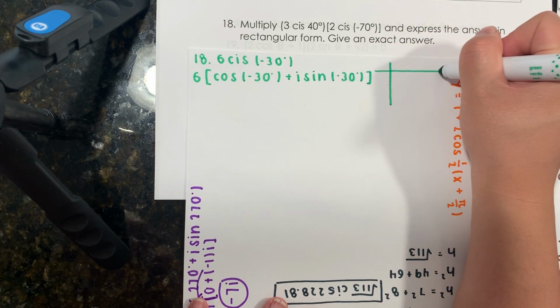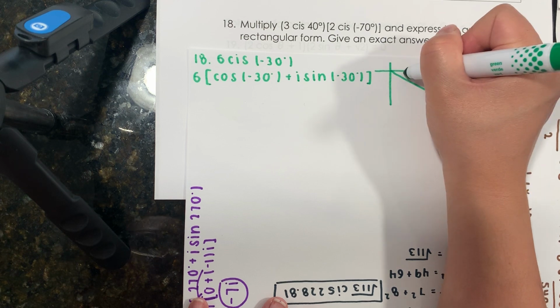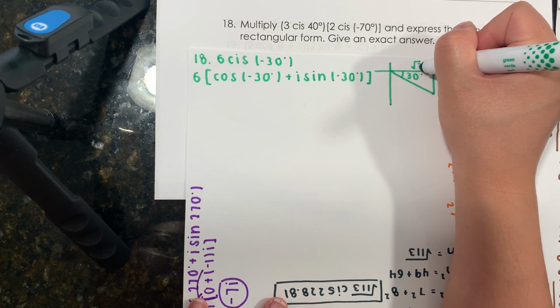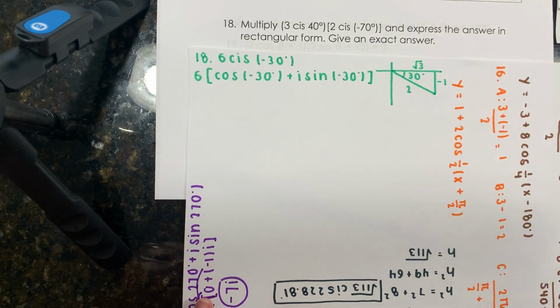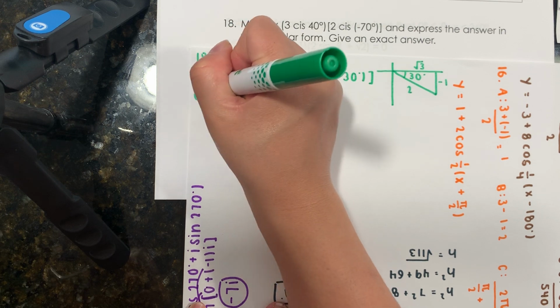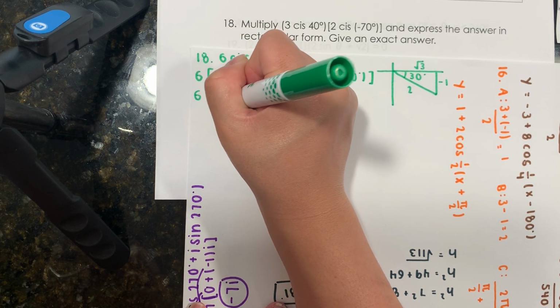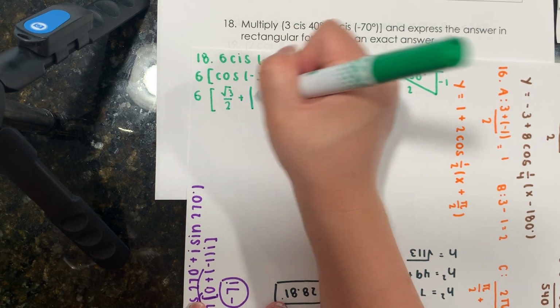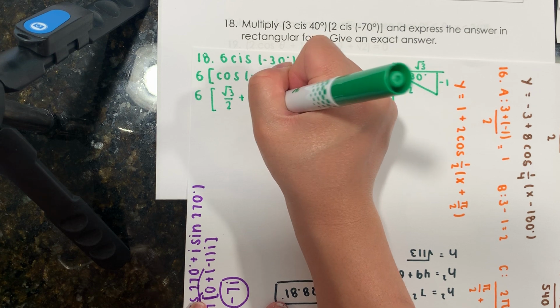I'll just draw it over here. So if this is 30 degrees, this would be √3. This is -1, and this is 2. So the cosine of this is going to be adjacent over hypotenuse, which would be positive √3/2. Plus sine would be opposite over hypotenuse, would be -1/2.